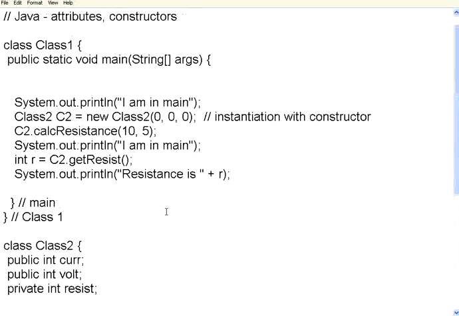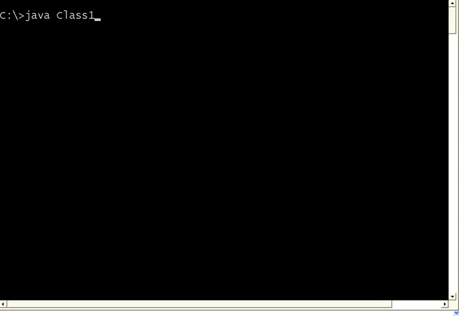returns the value. So in order to access that, in the main, what I'm doing is I have declared variable r equal to c2.getResist. So you cannot directly manipulate c2.resistance. So you have to access this method. That method will return the resistance value. You can manipulate it in other variables. So let us execute this.